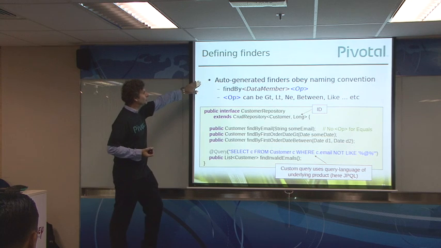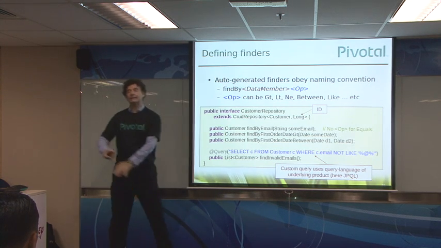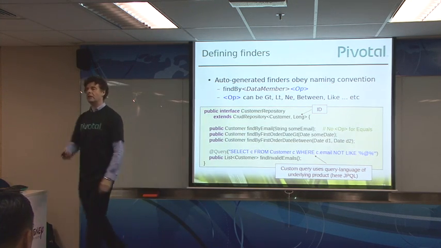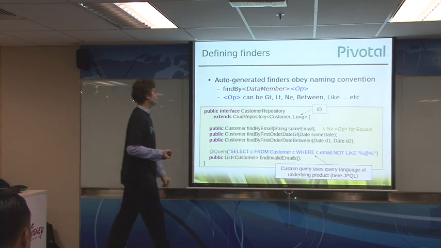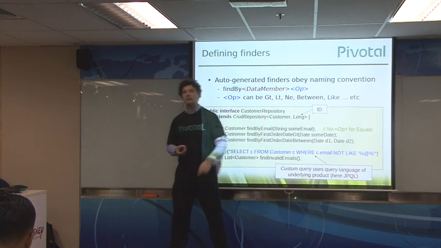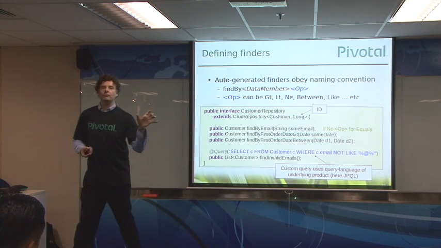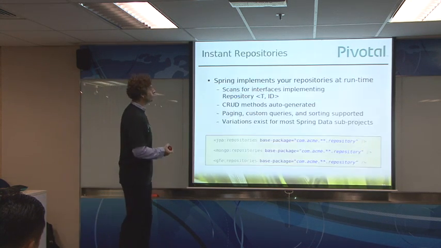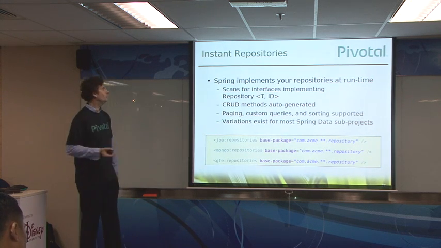So the auto-generated finders follow, as I said, the naming convention. We pass through the name. There's some clever bits in there for doing navigation. So you could have find by address zip, and if address is a nested field and zip is a nested field of address, we will actually do the navigation and usually find them, unless your class is in fact ambiguous from our point of view.